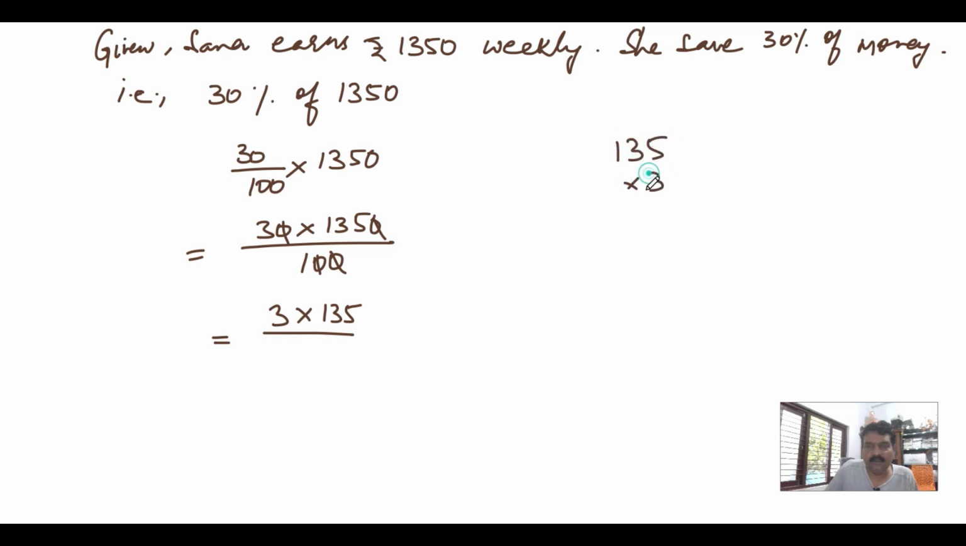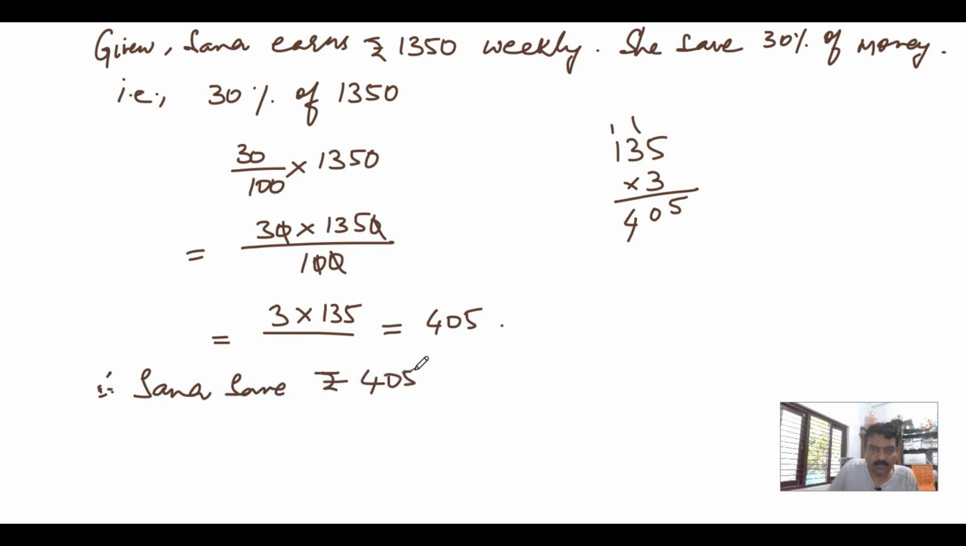135 into 3. 3 5s are 15, 3 3s are 9 plus 1 is 10, 1 3 is 3, 4. So that gives you 405 rupees. Therefore we can say Sana saves rupees 405 weekly. This is what is given. This is the answer, 405.